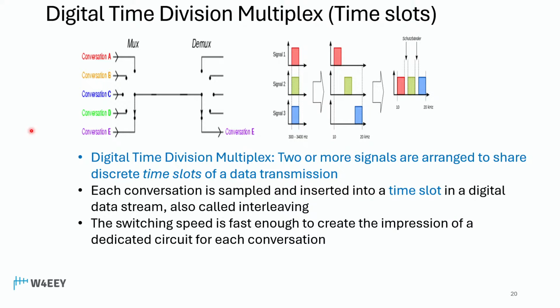If you look at the red, green, and blue on the right-hand side where it says Schutzbänder, I'm not sure if that's the right pronunciation. That's in German, that's protection bands. We would call them in English guard bands. So they're in the time domain, there are areas that we can separate them out so that they won't drift.